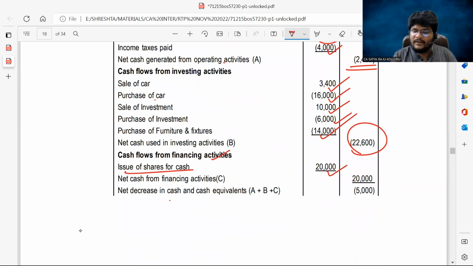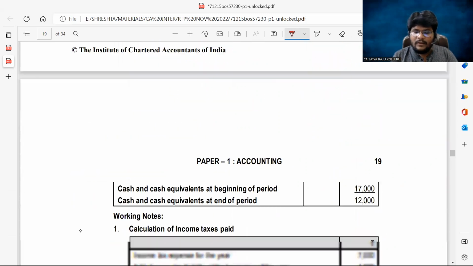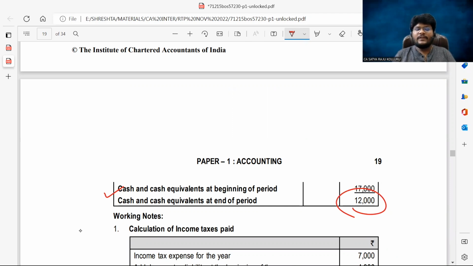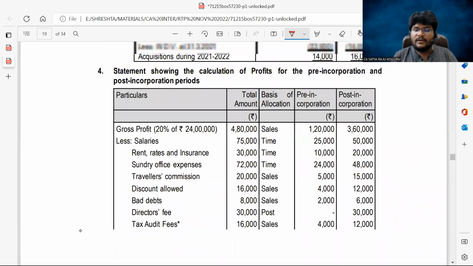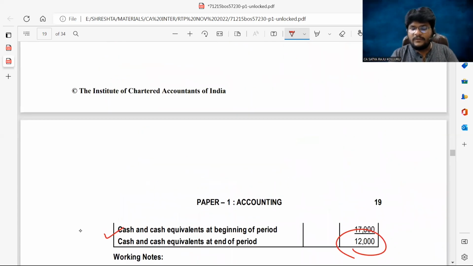Then you got the net decrease in cash and cash equivalents. Then add the opening cash and cash equivalents. Then automatically you will get the closing cash and cash equivalents. Working notes, everything they provided. Simple. Okay, so this is all about the cash flow statement, guys.